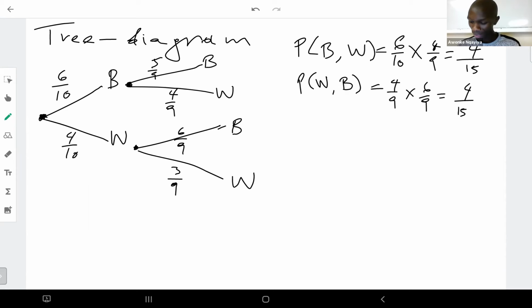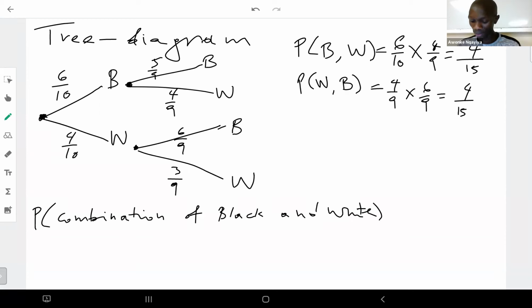A probability that it's a combination of black and white. Probability that it's a combination of black and white, regardless of the order. This is whereby now you will have to accommodate both branches.